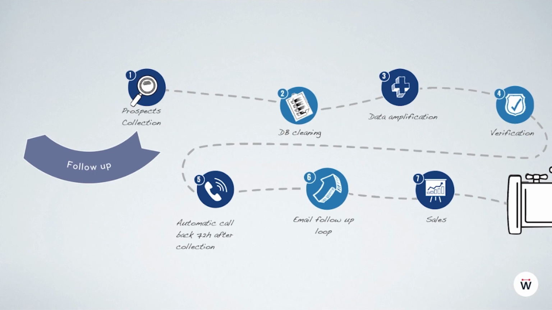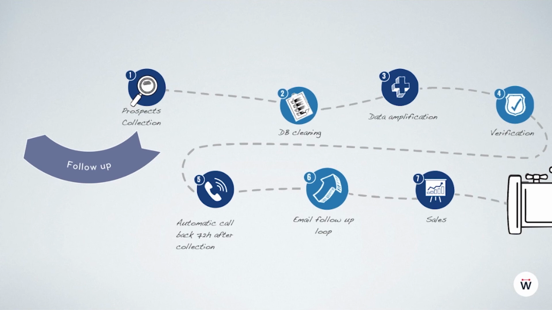Step number 2 will be database cleaning. Make sure your database is clean, that you don't have robots or any email address that you could not be using or that you could not qualify later on. Number 3 is data amplification. What we mean by this is that from a single email address, you can have a lot more information on your prospect than just his or her email address. And we have a video about that, on how to really build avatars based on a single email address.